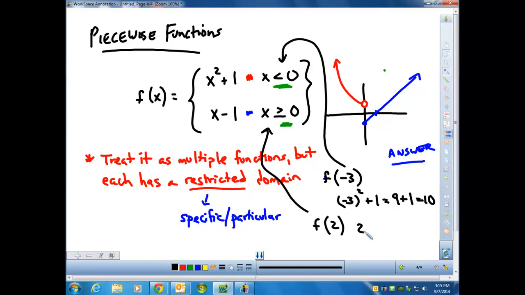And I can do it with any number I want. It gets a little bit tricky when you use 0. You just got to make sure you know which domain 0 goes with.